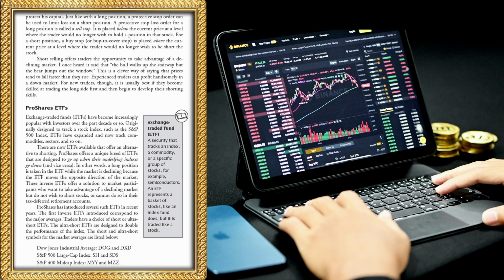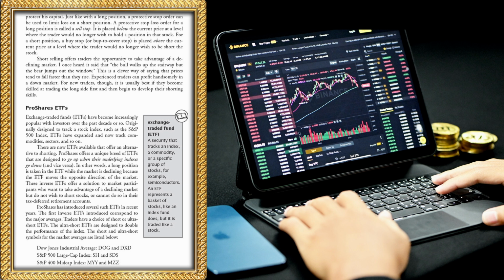Short selling offers traders the opportunity to take advantage of a declining market. I once heard it said that the bull walks up the stairway but the bear jumps out the window. This is a clever way of saying that prices tend to fall faster than they rise. Experienced traders can profit handsomely in a down market. For new traders, though, it is usually best if they become skilled at trading the long side first and then begin to develop their shorting skills.